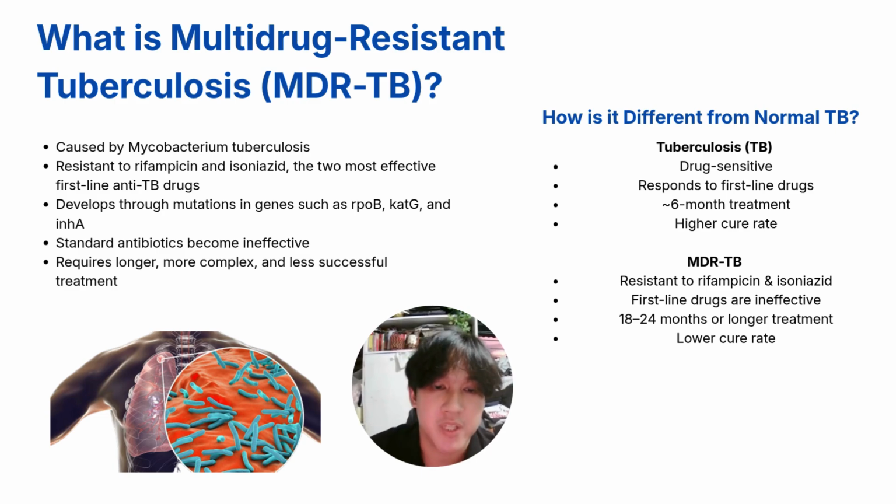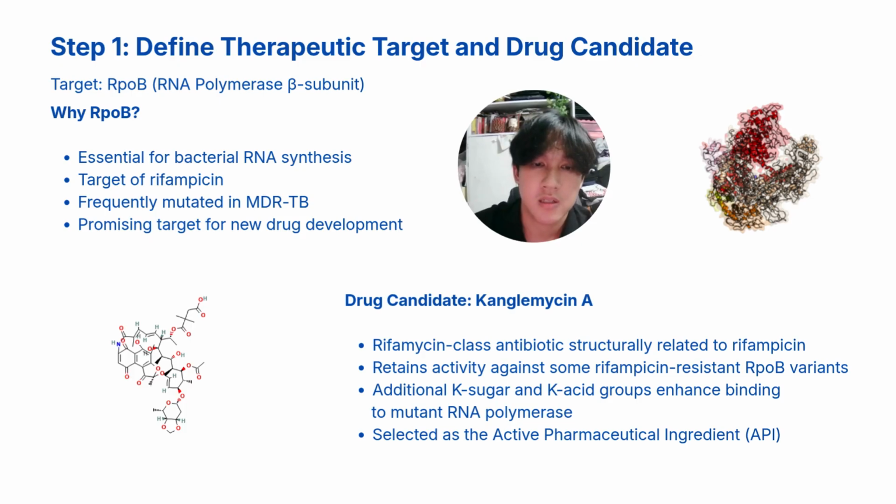To start, MDR-TB is a form of tuberculosis that is resistant to rifampicin and isoniazid, the two main first-line anti-TB drugs. Because of this resistance, treatment becomes much longer, more complicated, and often less successful than treating drug-sensitive TB. This highlights the need not only for new antibiotics, but also for delivery systems that can improve how these drugs reach the infected lungs.